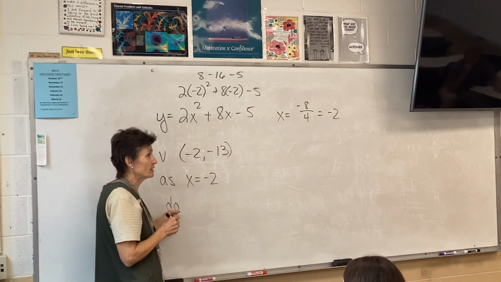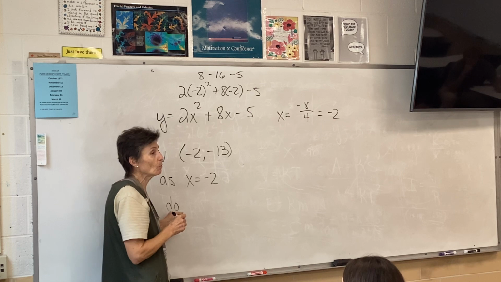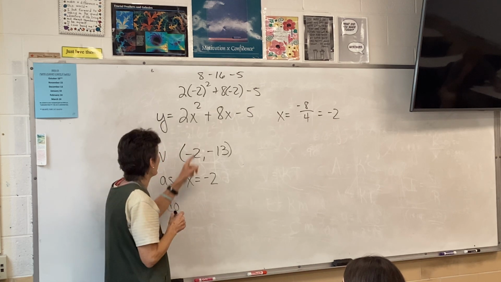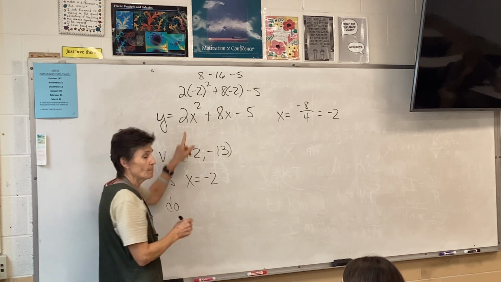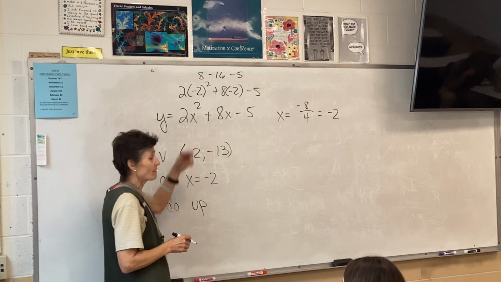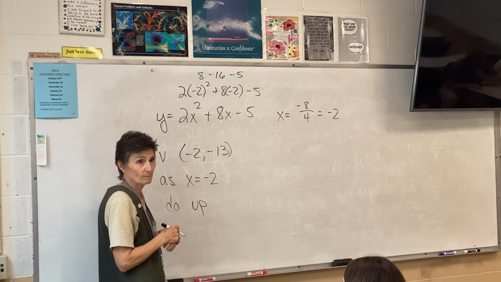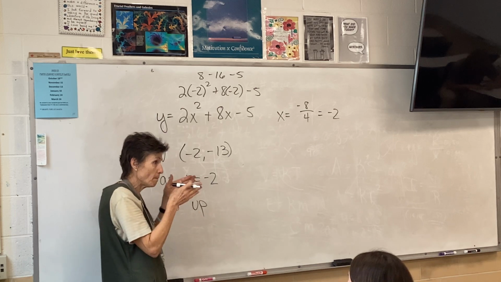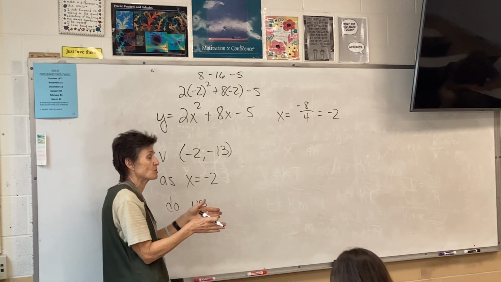And then this one I could have done first because this is direction of opening, and to tell which way it opens, all I have to do is look at that number, right? Positive means up. If that had had a negative out there in front, it would be down. All right, everybody got that? So that was one huge piece of what we learned yesterday.